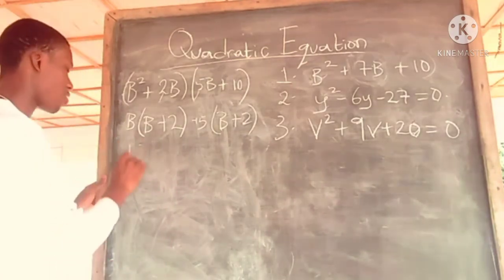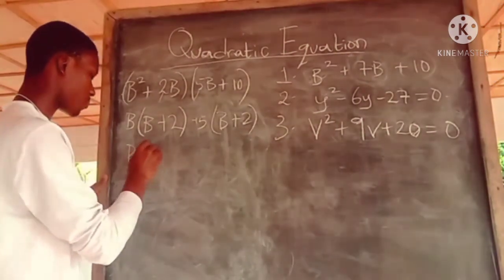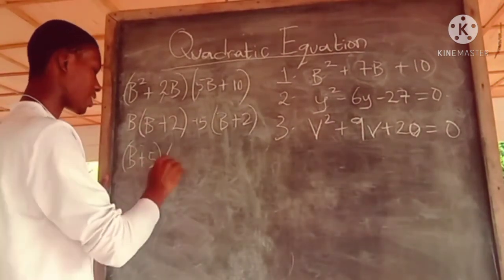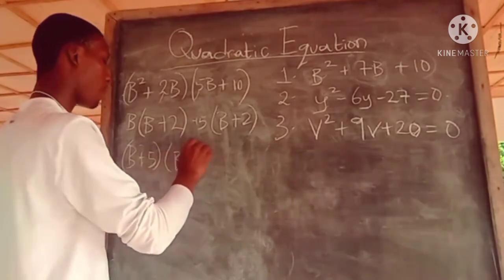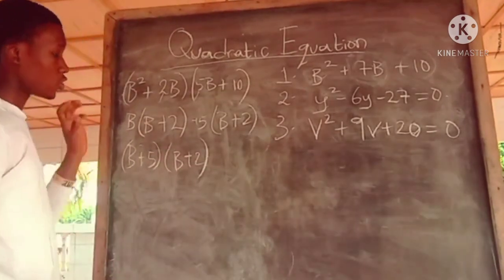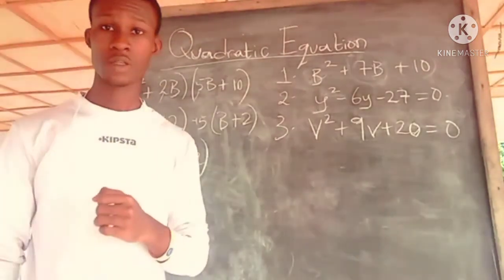So which means we are getting over here b plus 5 in brackets, and then the next one is what? b plus 2. And then we close. So this is how to solve for quadratic equation.